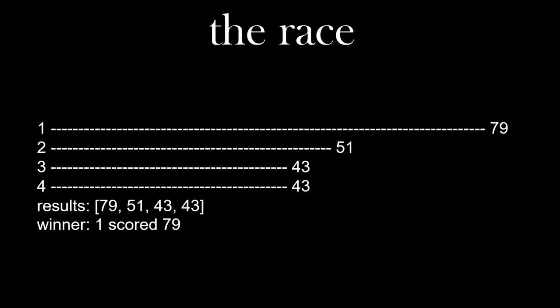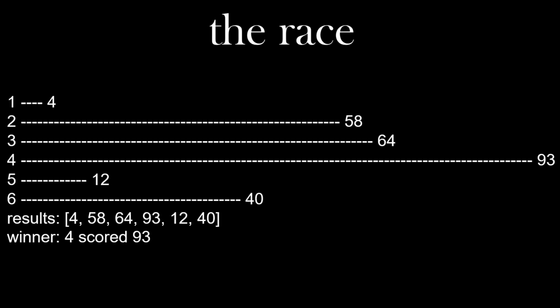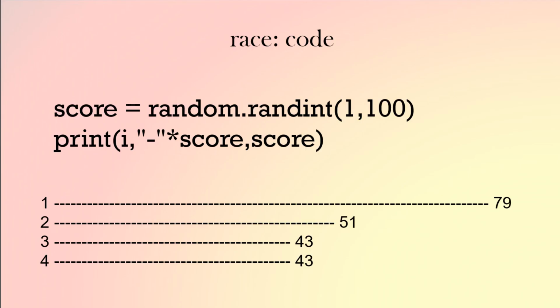So let's play. Here we've got 4 runners and the high score was 79. You can see our results in a list and the winner was number 1 with 79. Now let's try with 6 runners. The high score was 93. We can see our list of numbers. The high score 93. So how did we do that?